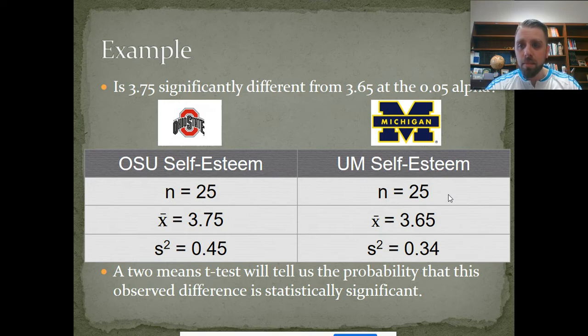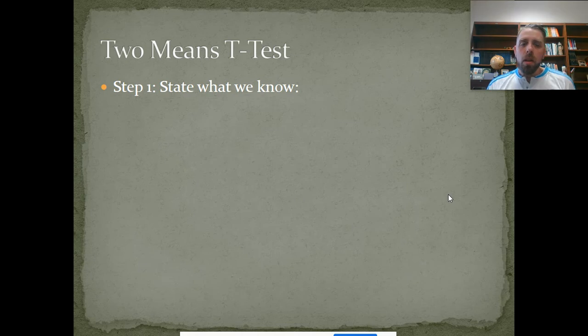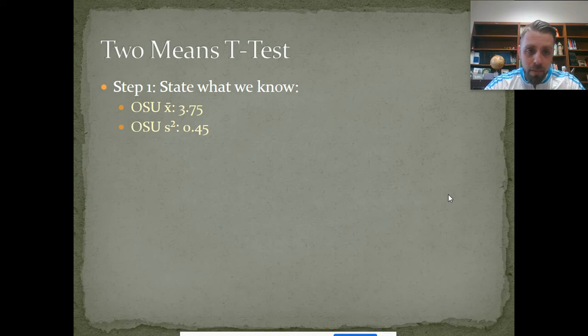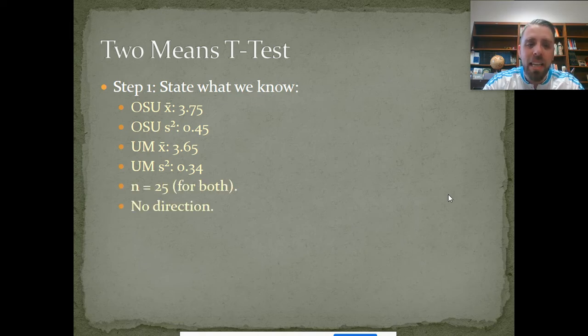Are we ready to get started? Let's do it. So step 1, we always want to state what we know. Write down the things that we know. So on the Ohio State side, or x1, the sample mean is 3.75 and the variance is 0.45. For University of Michigan students, the sample mean, x bar 2, is 3.65, and the variance here is 0.34. And my n is 25 for both of these samples.